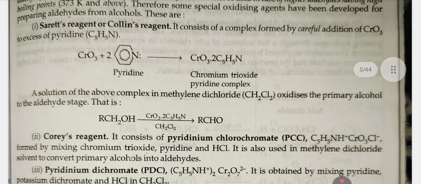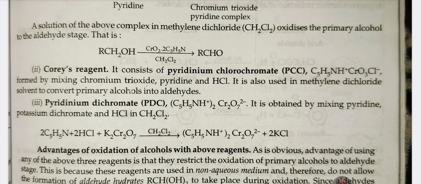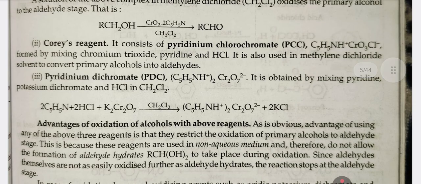Third, the reagent we are calling Collins reagent. It consists of a complex formed by careful addition of CrO3 to excess pyridine. Pyridine is C5H5N. Corey's reagent consists of pyridinium chlorochromate (PCC), formed by mixing chromium trioxide, pyridine, and HCl. It is also used in methylene dichloride solvent to convert primary alcohols into aldehydes.